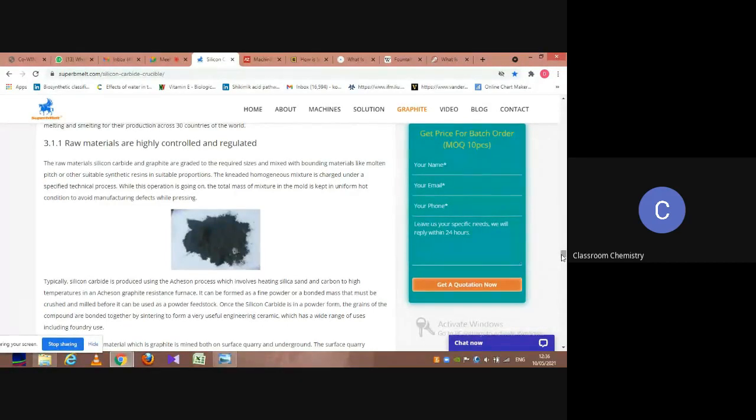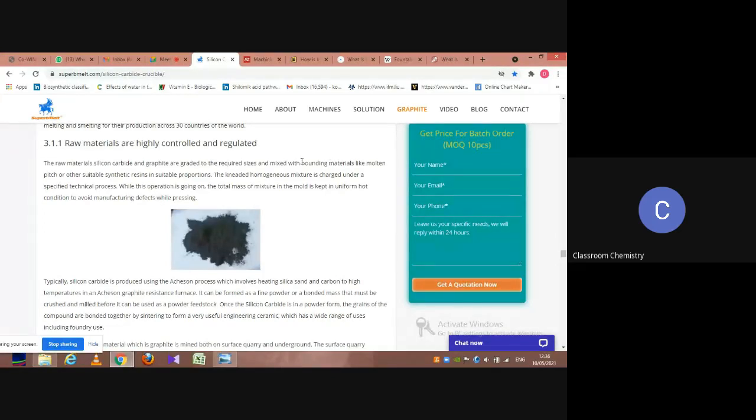If you want to prepare these silicon carbide graphite crucibles, you must know the raw materials. Okay, the raw materials, silicon carbide and graphite, are graded to the required size and mixed with bonding materials. आता ज्यावेळेस आपण हे मटेरियल घेतो त्याच्यामध्ये काही बॉन्डिंग मटेरियल्स ऍड करावे लागतात, like molten pitch or other suitable synthetic resins in suitable proportions. जर कुठली इंडस्ट्री असेल तर ते त्यांचं प्रोपोर्शन सांगत नाही सहसा. So we have to try ourselves for a good quality.